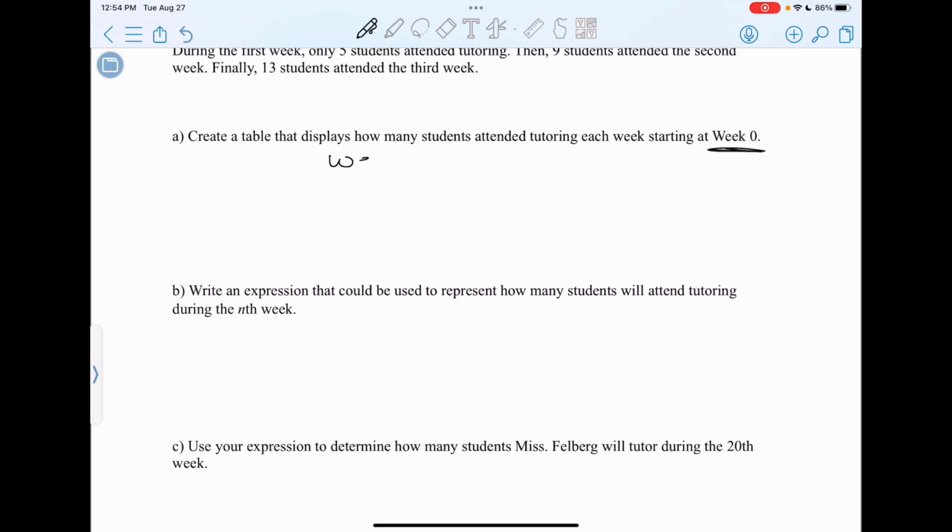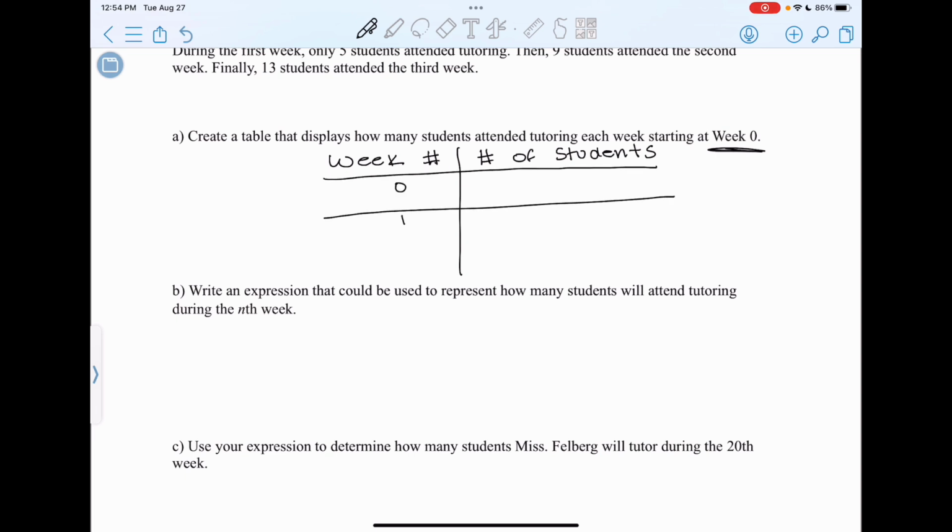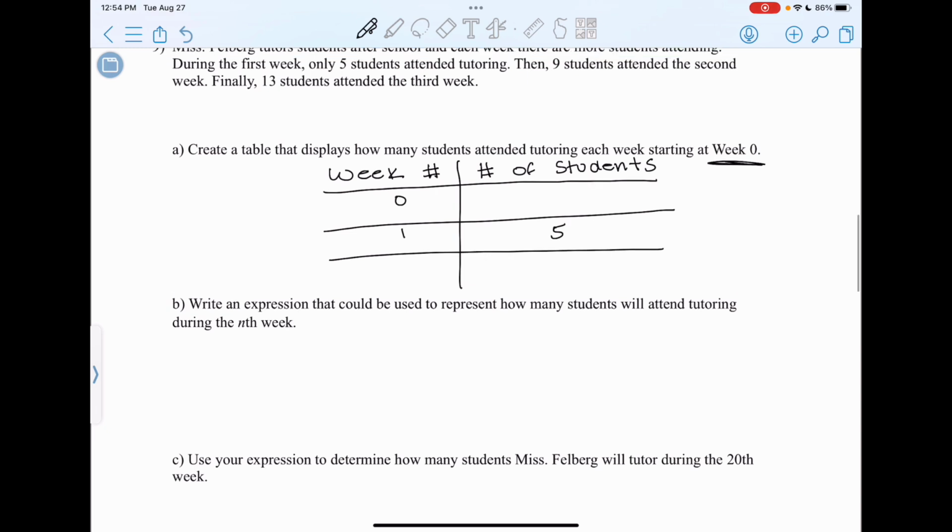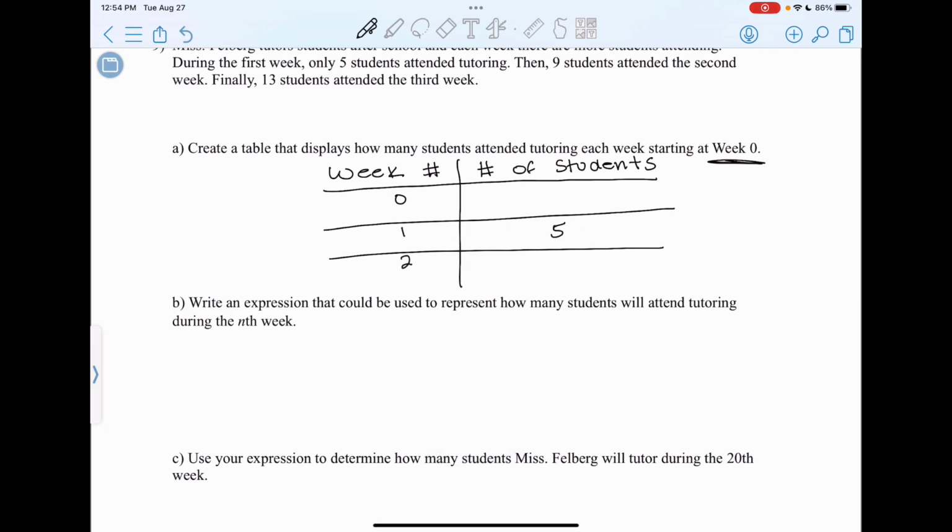So I'm going to say week number, and then number of students. And the problem says to start at week 0. Well, I know at week 1, the problem said that I had 5 students attend. Week 2, it says that I had 9 students attend. And at week 3, it says I had 13 students attend.